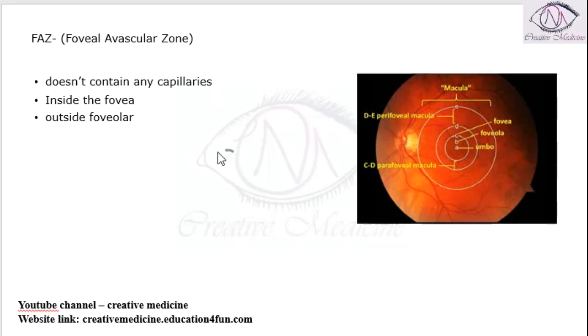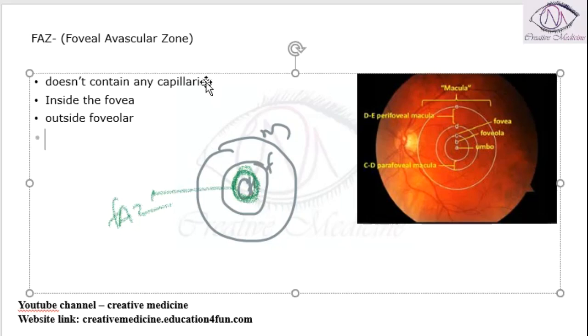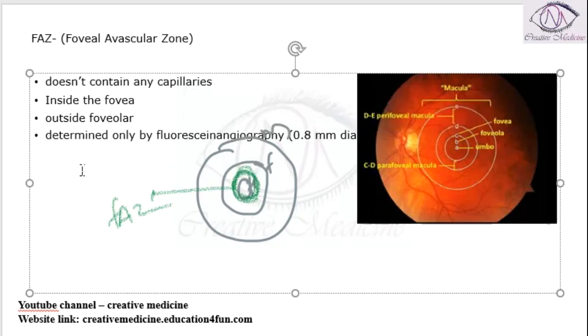So if this is the macula, this is the fovea, this is the foveola. So this area here we have the foveal avascular zone. So it is inside the fovea but outside the foveola. It can only be determined by fluorescein angiography, which will help us to find out this foveal avascular zone. And this foveal avascular zone has a diameter of 0.8 millimeters.